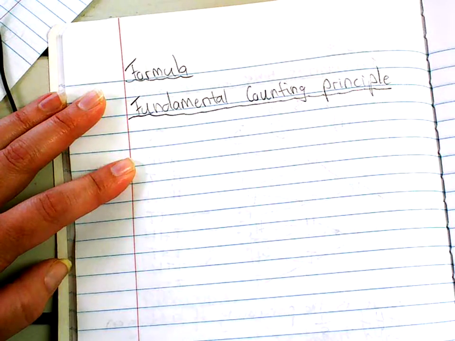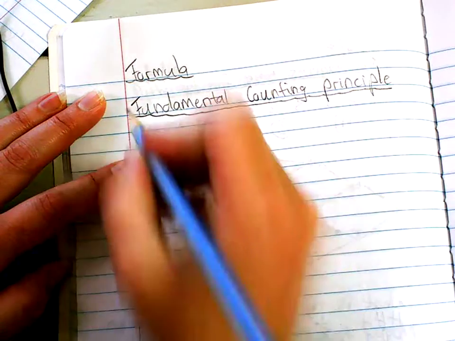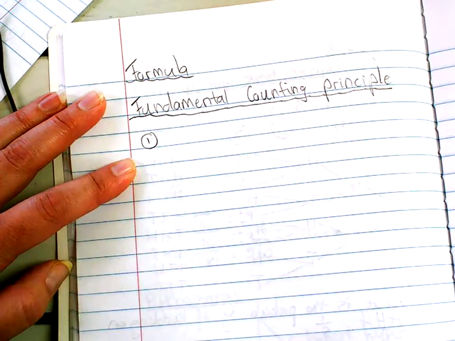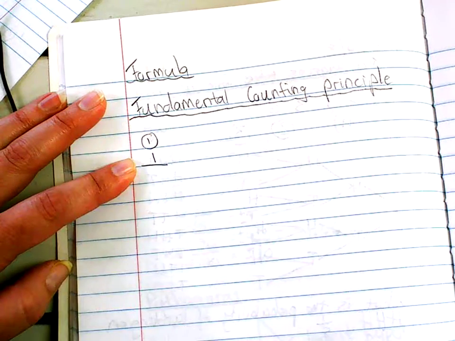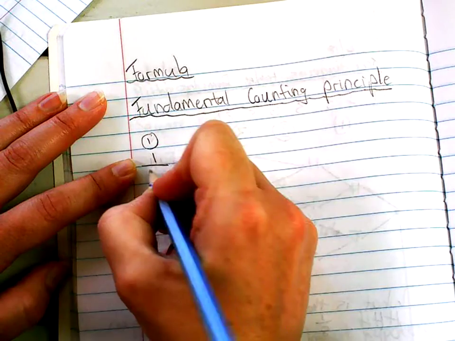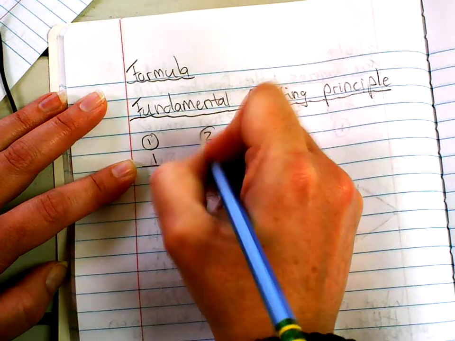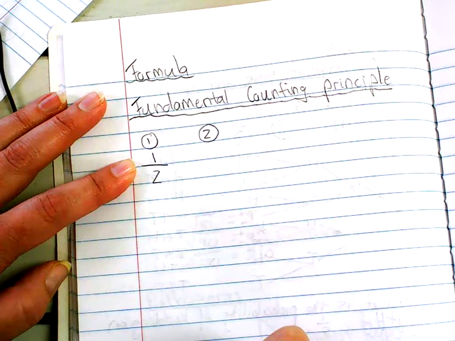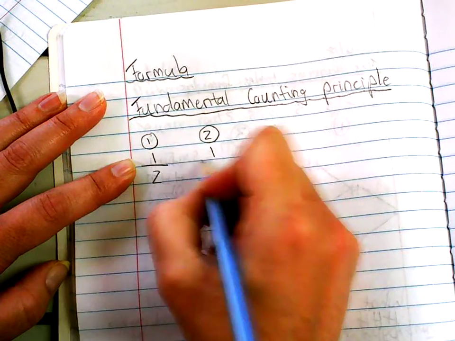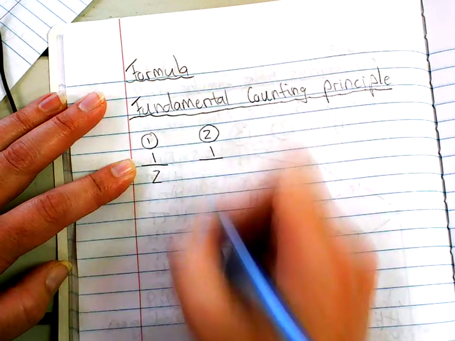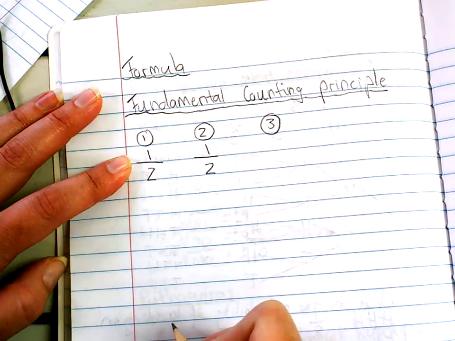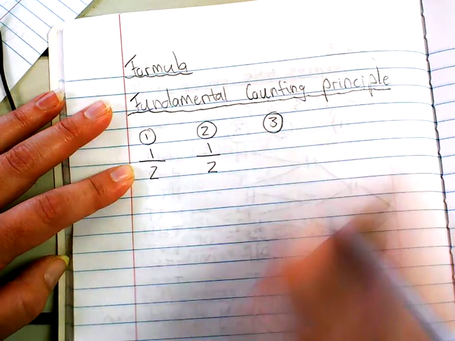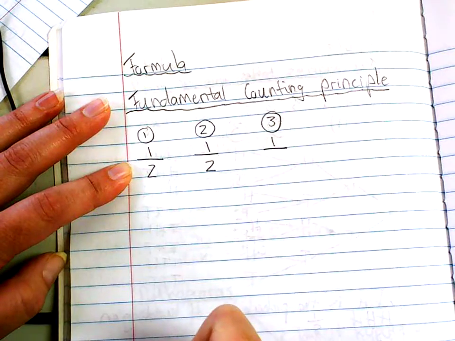Now I've got to think about it. I'm not going to draw it out. I'm going to think about it. For my first coin, how many heads are there on my first coin? 1. How many sides are there to the coin? 2. For coin number 2, how many heads are there on that coin? 1. How many sides are there? 2. For my third coin, how many heads are there? 1. How many sides are there?